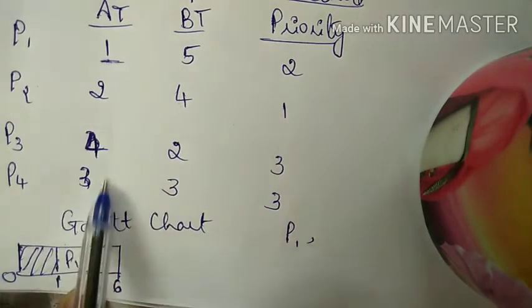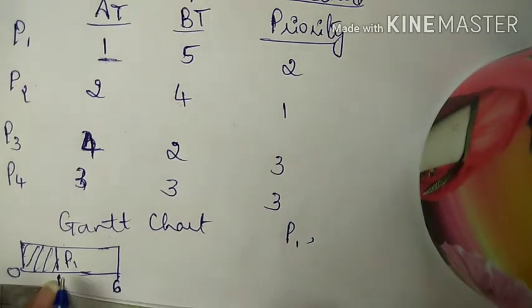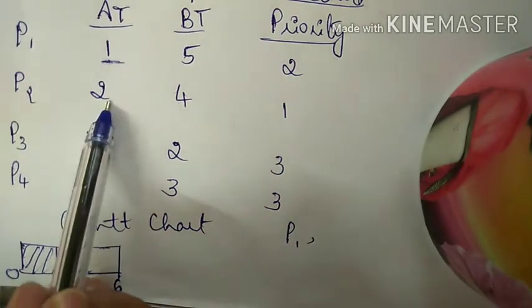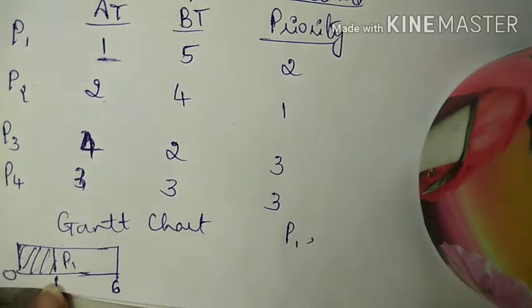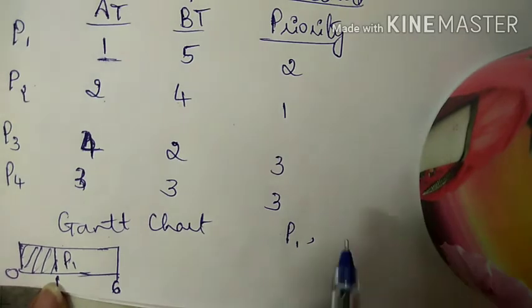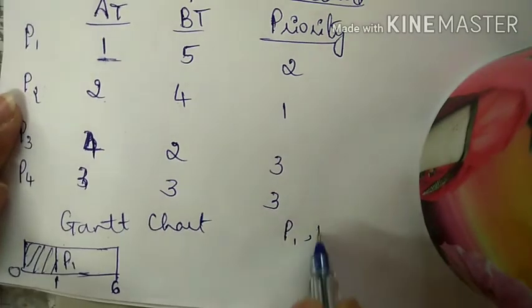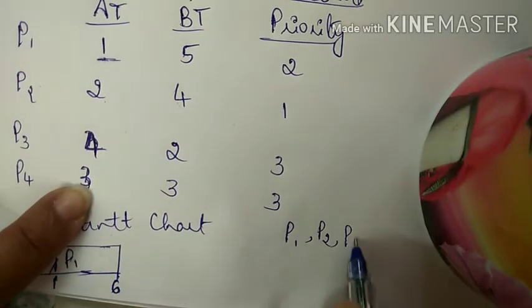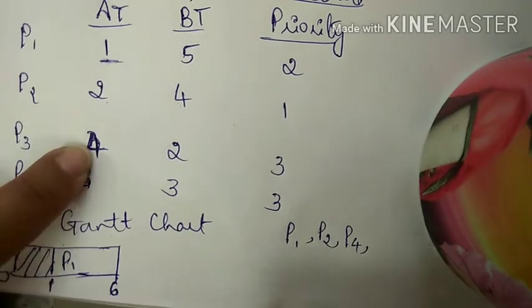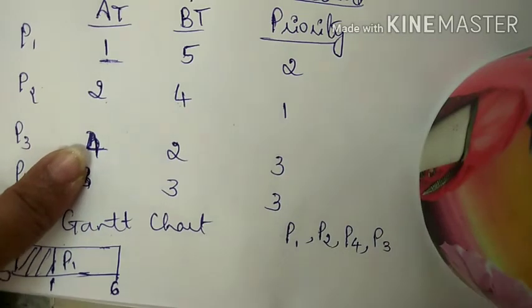So while P1 was executing, were there any processes which came into the ready queue? Yes, all the processes have arrived while P1 was executing. That is, P2 is arriving at 2, P3 at 4 and P4 at 3 milliseconds. So all have come into the ready queue. P2 will arrive and then P4 will arrive and finally P3 will arrive.